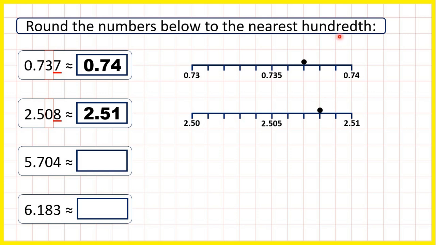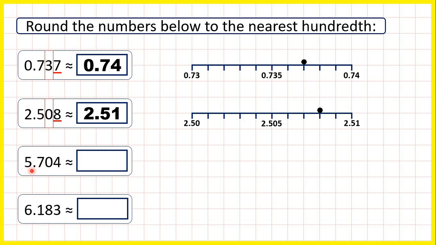Notice, when we're rounding to the nearest hundredth, we only ever have 2 digits after the decimal point. Rounding to the nearest hundredth is the same as rounding to 2 decimal places. Whether we're rounding to the nearest hundredth or to 2 decimal places, we need to make sure that when we round, we only show 2 digits after the decimal point.